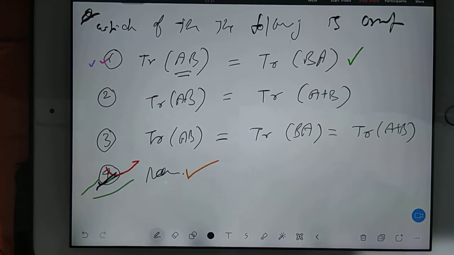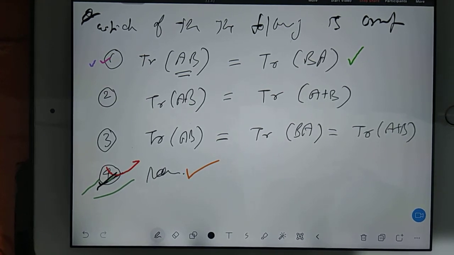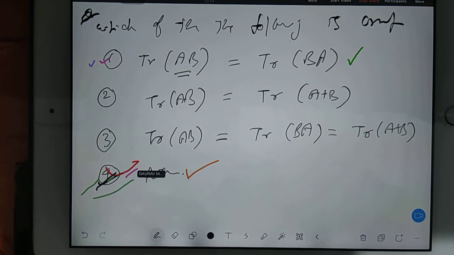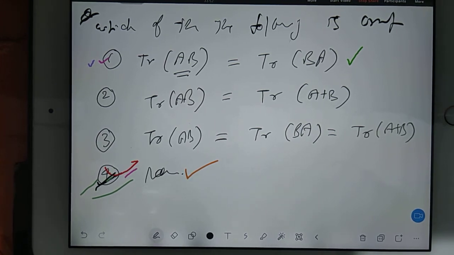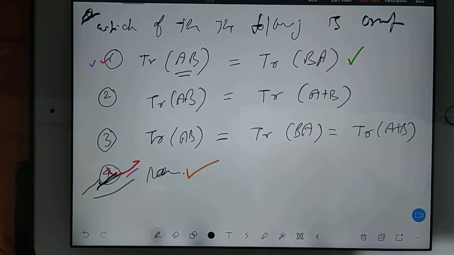Now see here, some people are going for the first option, some people are going for the fourth option, and some people are not going for any option. So they are better people. Okay, people who are not going for any option, I love you all. Very good. Always be safe side.